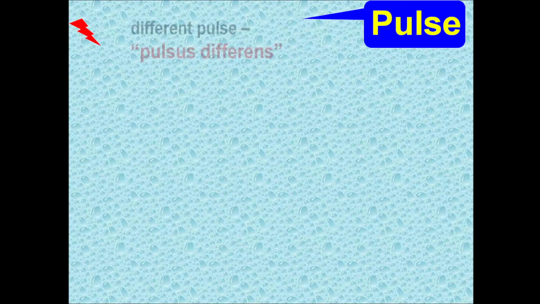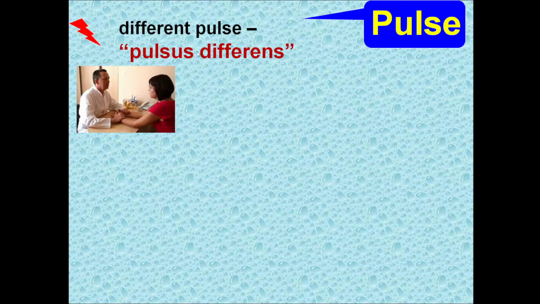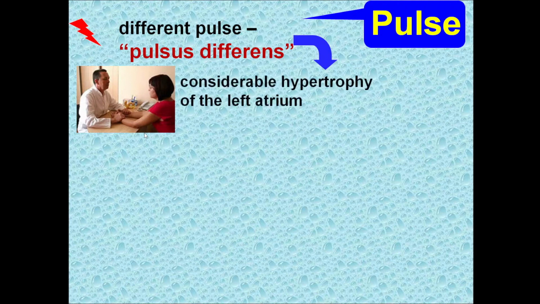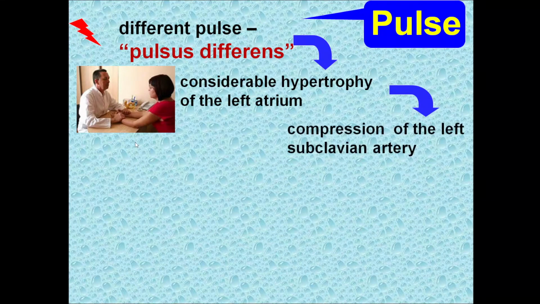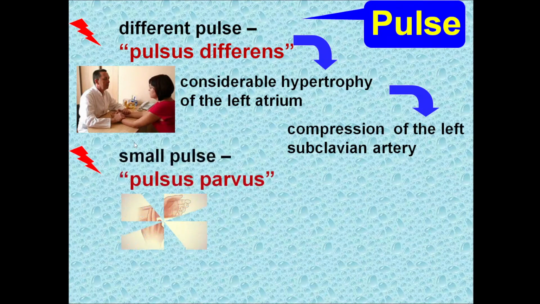Atrial pulse also has specific characteristics, and first of all, we can reveal pulsus difference. If you remember, we start examination of the pulse from its symmetry, and the pulse will be asymmetric. On the left hand, it will be filled badly, more weak, because considerable hypertrophy of the left atrium compresses the left subclavian artery, and as a result, blood flow through the left artery is slightly restricted.